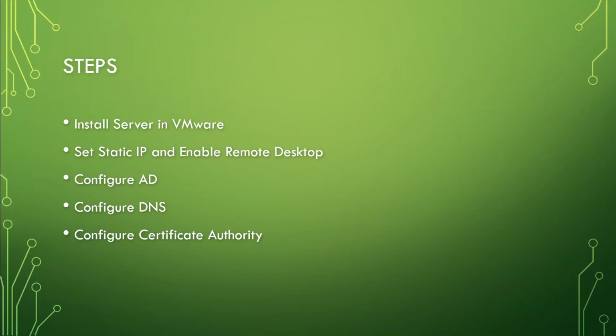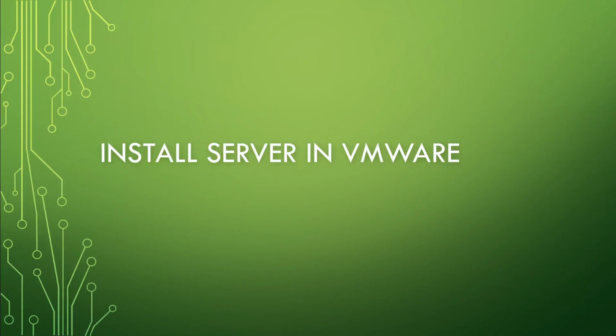So today, the steps to do this are: install the server in VMware, set a static IP, enable remote desktop, then configure AD, configure the DNS, and configure the certificate authority. I may break this up into multiple videos, because doing all of those in one is going to take a little long. Maybe what we'll do is break each of those steps into a separate video. So for our first one, let's go ahead and install the server in VMware.